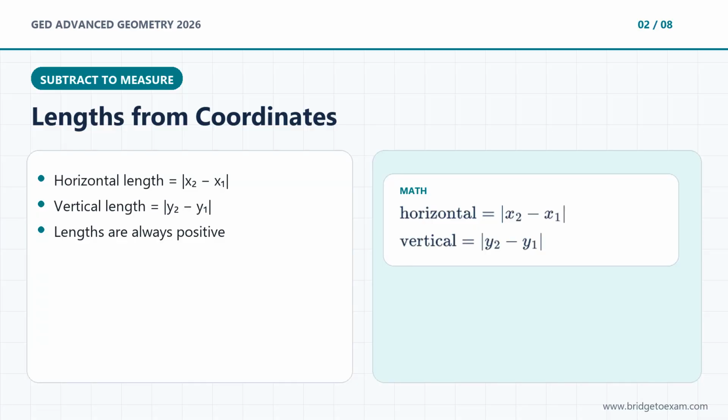The bridge between coordinates and geometry is simple. To find a horizontal length, subtract the x values. To find a vertical length, subtract the y values. Always take the absolute value because a length is never negative. So the side from x equals 1 to x equals 6 has length 6 minus 1, which is 5. Turn every needed side into a length first, then apply a formula.